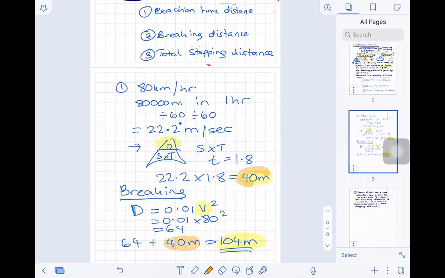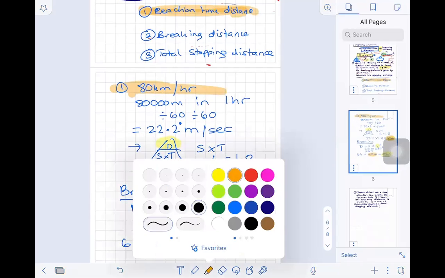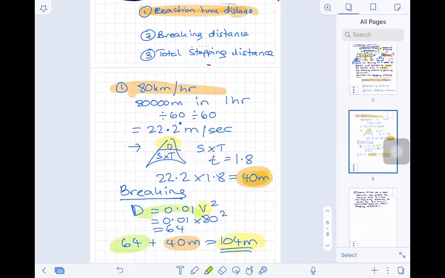So 40 meters comes from getting your reaction time, and the 64 meters comes from using the formula. That is your braking distance. And when you add them together, the time to react and the distance the car actually slides after you put your foot on the brake at that speed, you'll travel actually 104 meters.